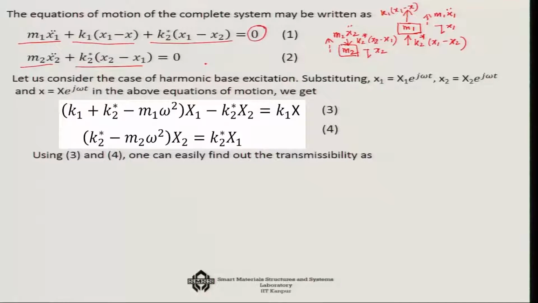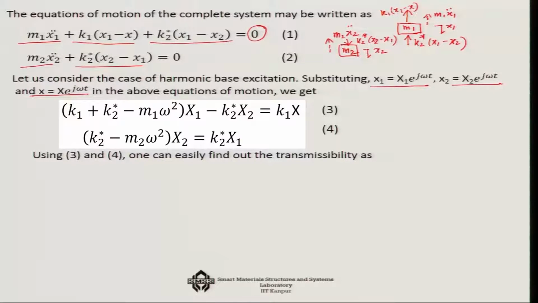Let us now consider what will happen if x is x e raised to the power j omega t. Let us try to imagine that x1, the displacement of m1, is also harmonic, x1 e raised to the power j omega t, at the same frequency, and x2 as x2 e raised to the power j omega t.